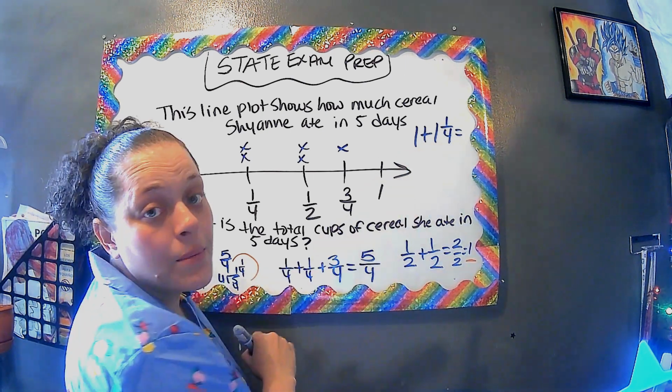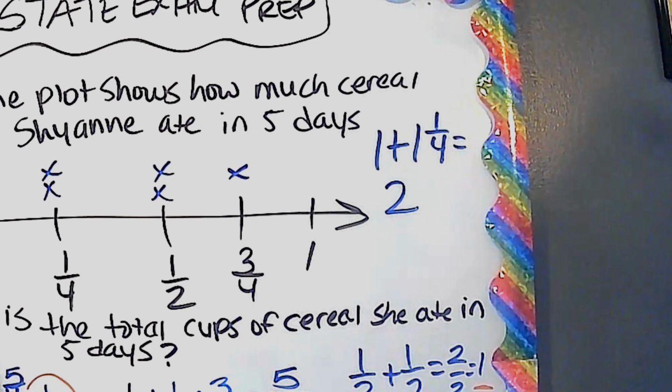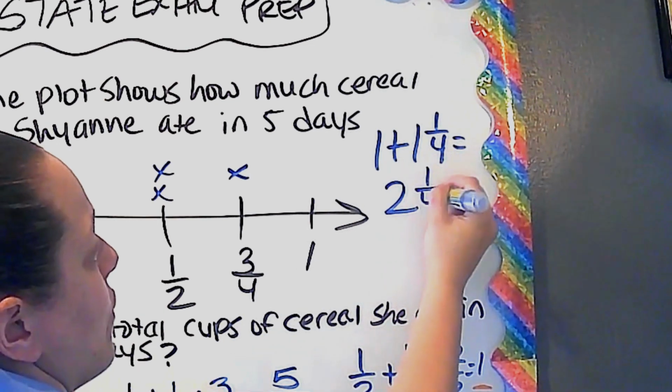Remember, keep the like terms together. So whole numbers together, 1 plus 1 is 2, and then we have 1/4.